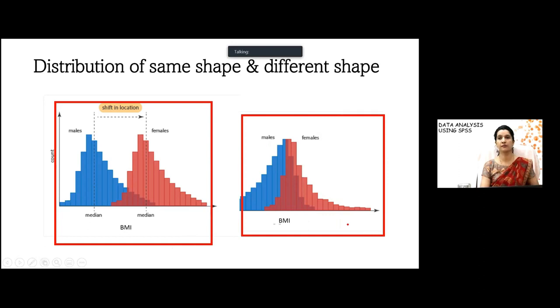You can see from the tail of the graph that this is the right skew and this is the left skew. So although the distribution in the first case is a skewed one, both have got the same skew. Whereas in the second graph, the distribution is a skewed one, but both have got a different direction of skew. One is the right skew and the other is the left skew.